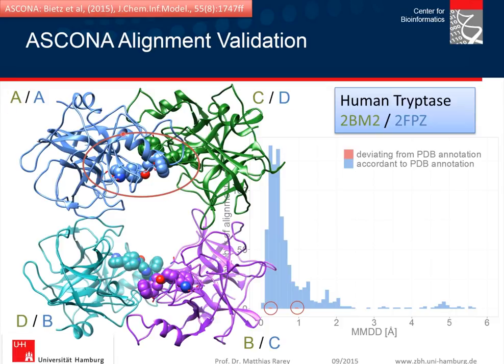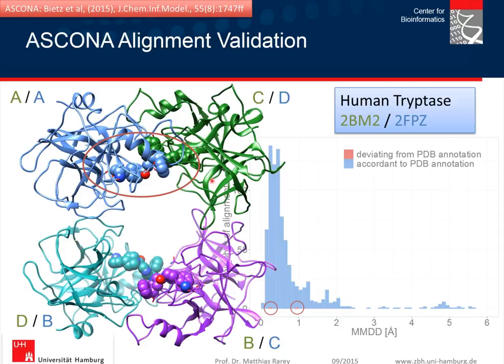So while the interface in the green structure is between the domains A and C, the domains A and C do not share an interface in the blue structure. That's the reason why these binding sites are correctly aligned by ASCONA, because we do this by these structural fragments around the ligand, and where you are totally misled when you take the annotation in the PDB.